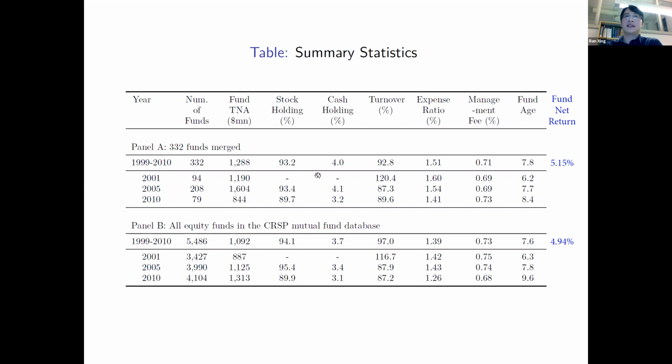So we can see that for most of the characteristics, like stock holdings, cash holdings, turnover, expense ratio, management fee, fund age, and also the weighted average fund net alpha or fund net returns, they're quite similar. But there is one big difference: our sample is slightly larger in terms of fund size compared with the average sample of CRSP. This is also documented in other papers using external data for the analysis.